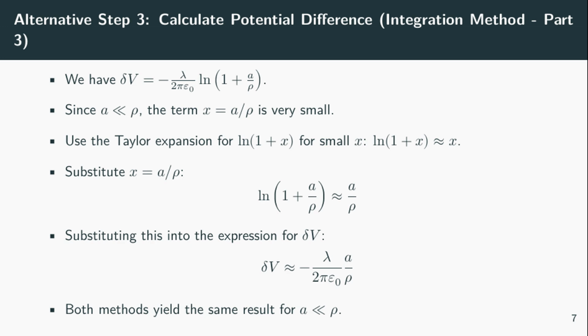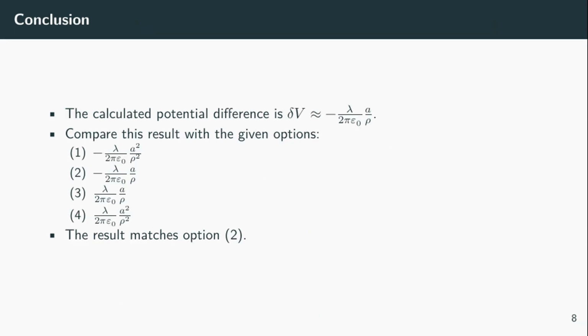As you can see, both the approximation method using the derivative and the integration method using the Taylor expansion give us the same result for when a is small compared to rho. In conclusion, our calculated potential difference delta V is approximately minus lambda over 2 pi epsilon naught times a over rho. Now let's compare this result with the given options.